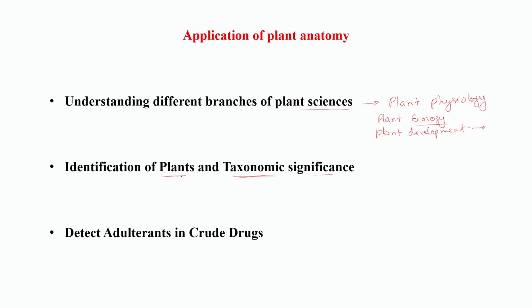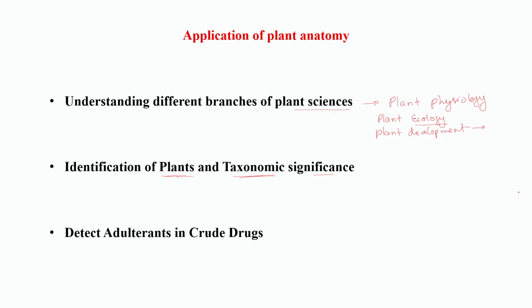Previously, a lot of morphological characters, like vegetative characters and floral characters, were generally used to classify them. It means flower structures, the arrangement of different floral parts, different leaf structures, and how they are organized. Morphological structures were used. But now anatomy is also serving as a very important tool to identify those structures.